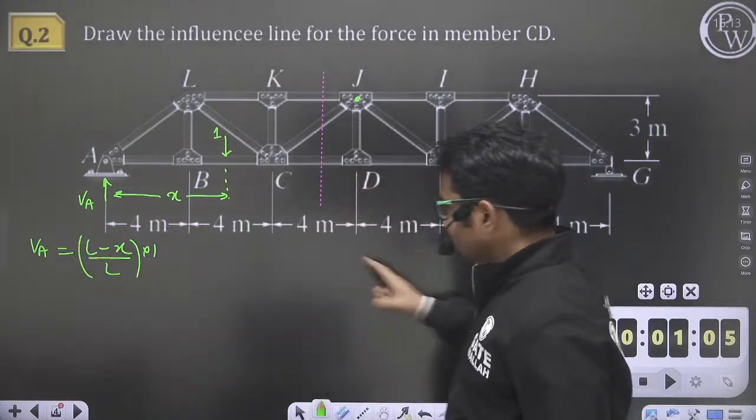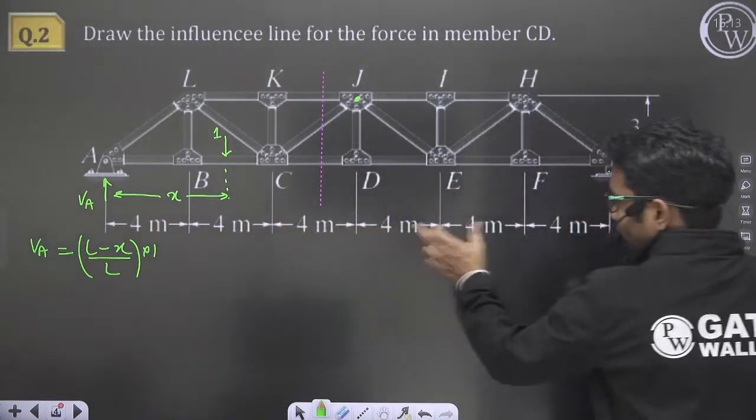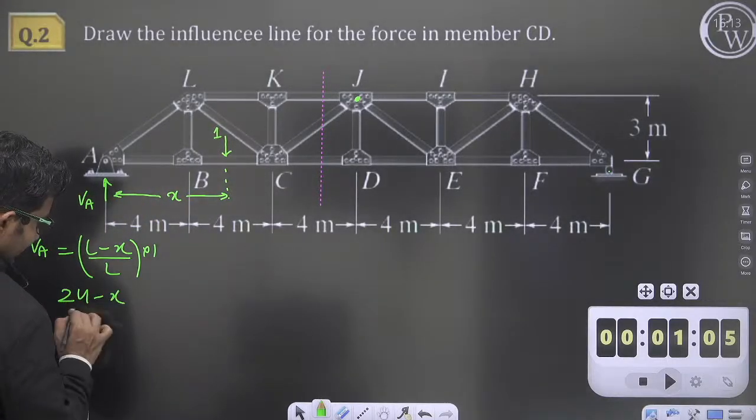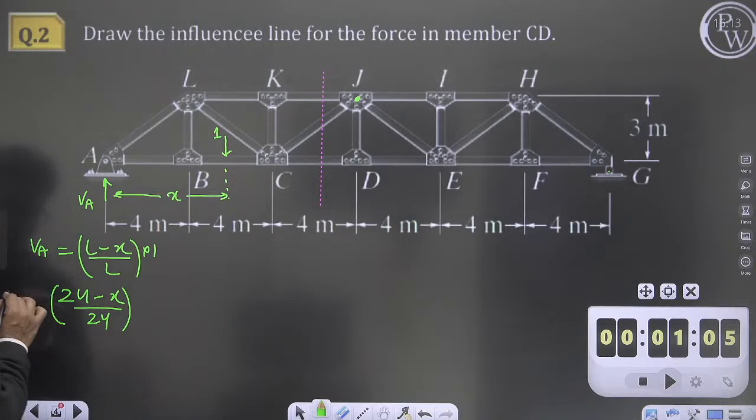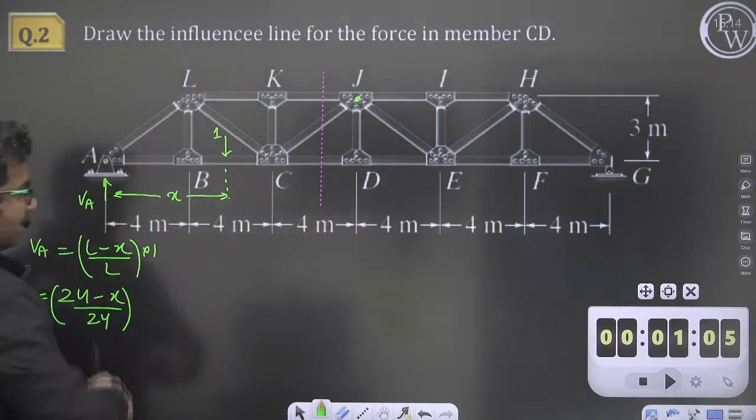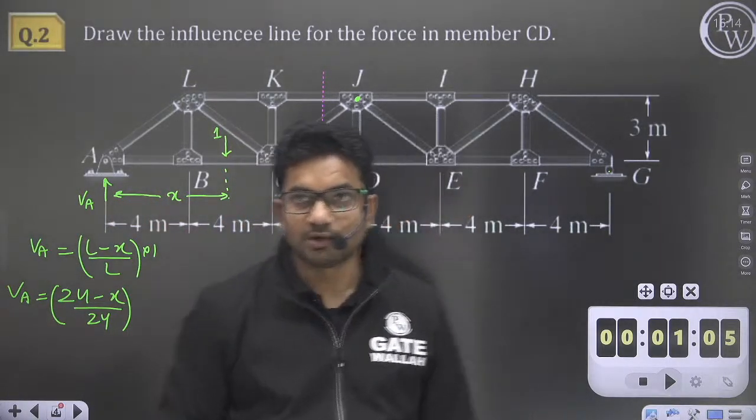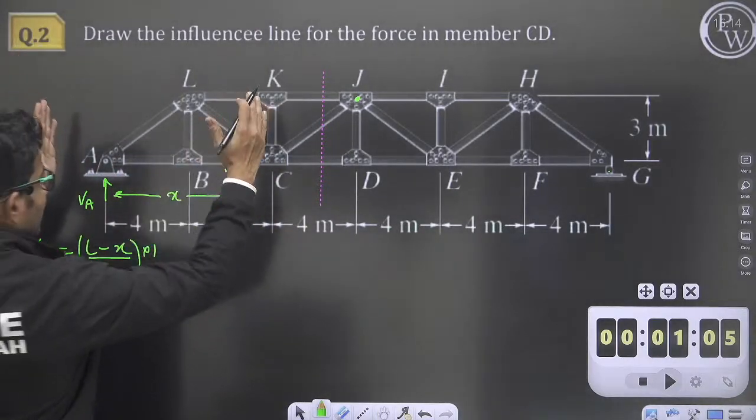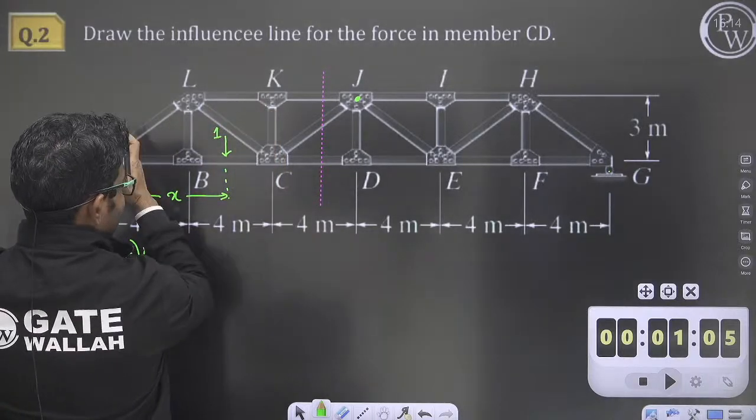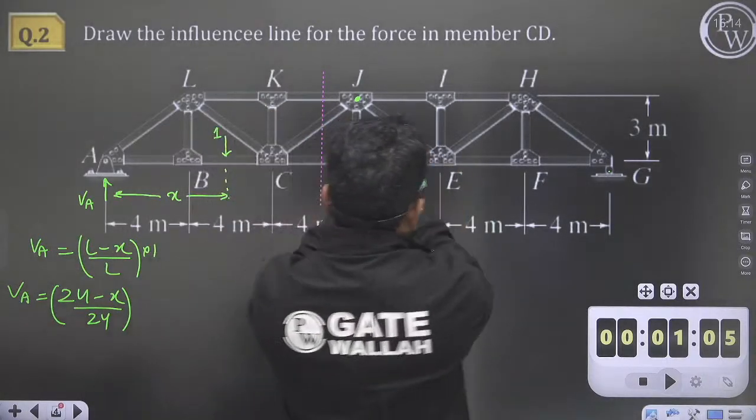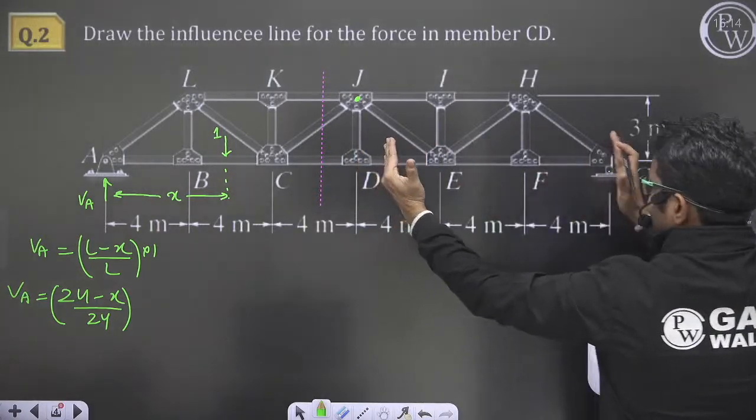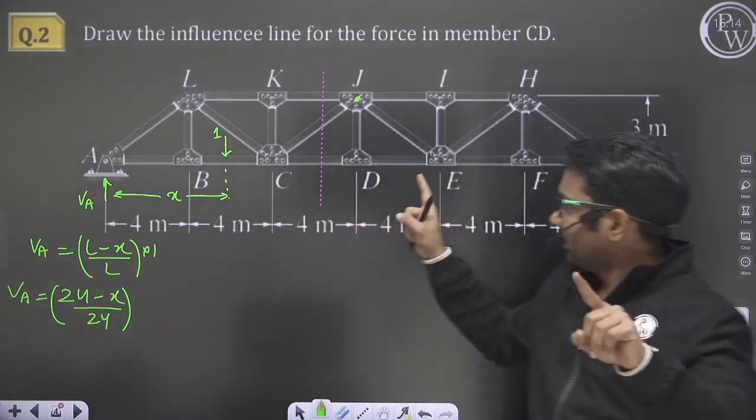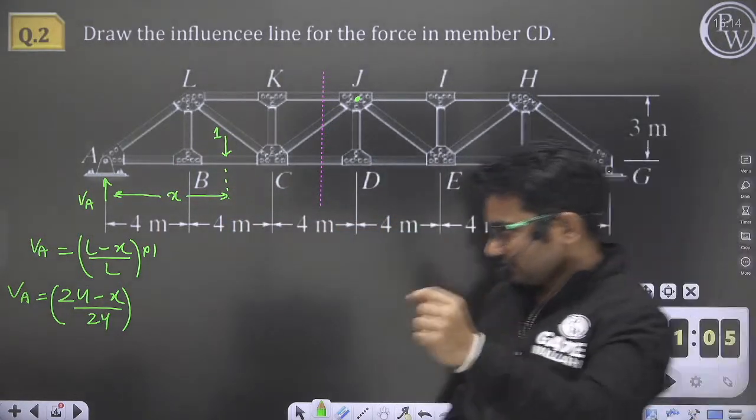What is the total length? Total length is 4, 4, 4, 4, 6 times. So 6 4s are 24. So VA is 24 minus x divided by 24. This is the value of the vertical reaction at A. Now, I will split this question in two parts. The first case is when the load is in portion AC, and the second case is when the load is in portion DG.